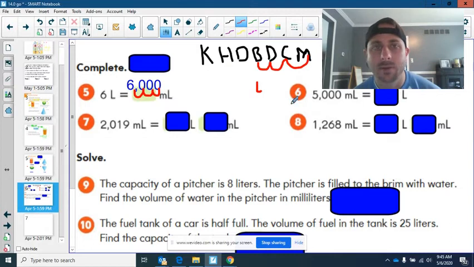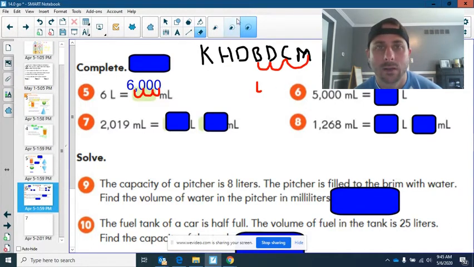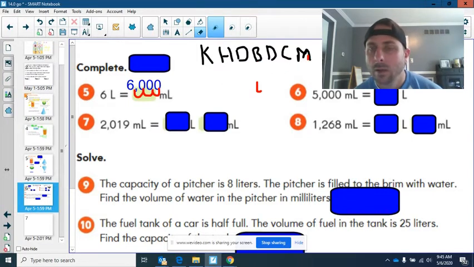Let's hop over here to number 6, and I'll try to clear this. Pardon me. Try to clear this up a little bit. Go ahead, start looking at number 6 as I try to clean this part up. All right.